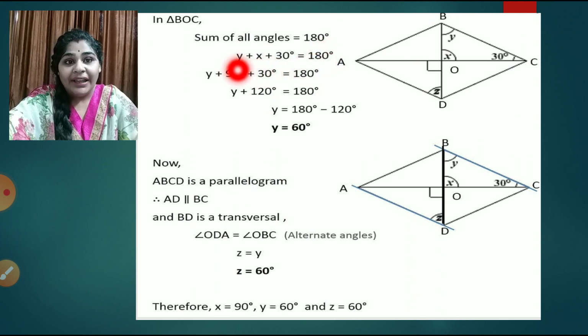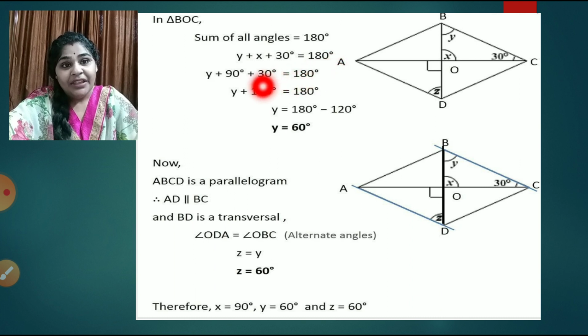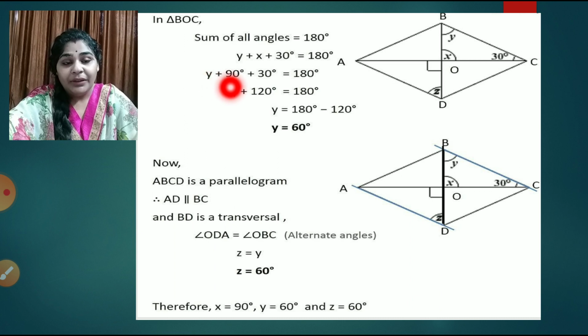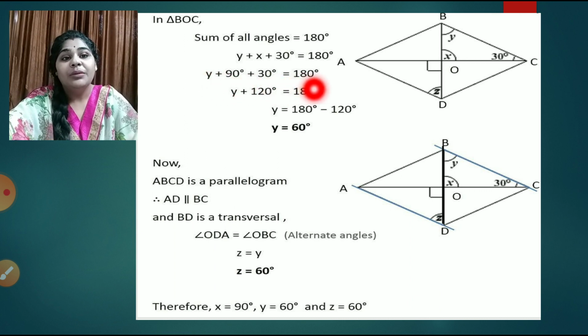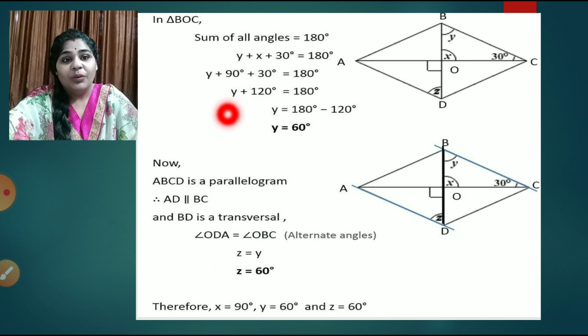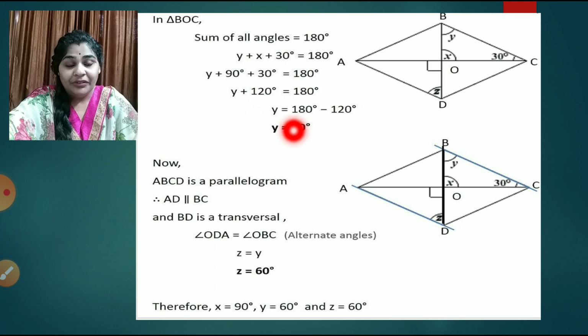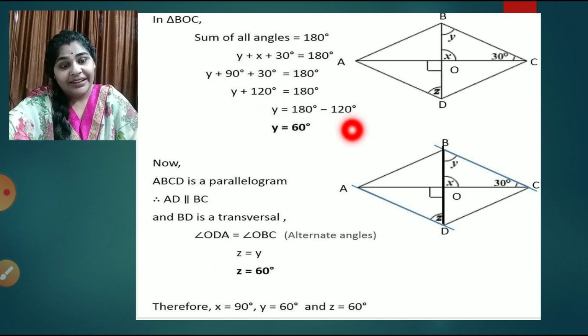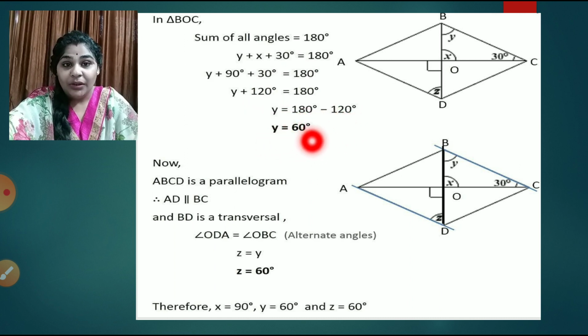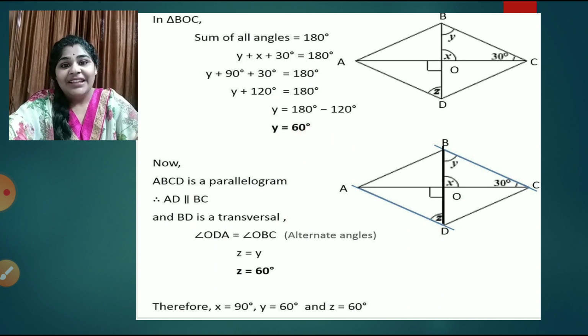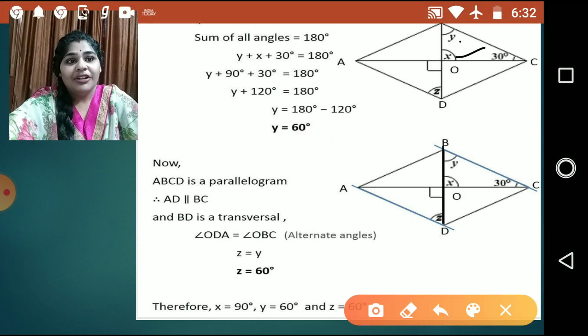So angle Y plus X plus 30 degrees is equal to 180 degrees. So X we know now, it is 90 degrees. Substitute that. So it will be Y plus 90 degrees plus 30 degrees is equal to 180 degrees. So Y plus 120 is equal to 180 degrees. So transposing 120 to the other side, it will be 180 degrees minus 120 degrees, which is nothing but Y is equal to 60 degrees. So hence now we got our X, we got our Y.